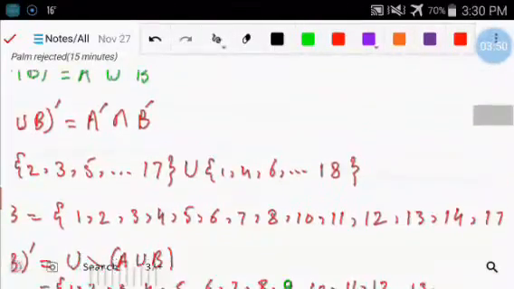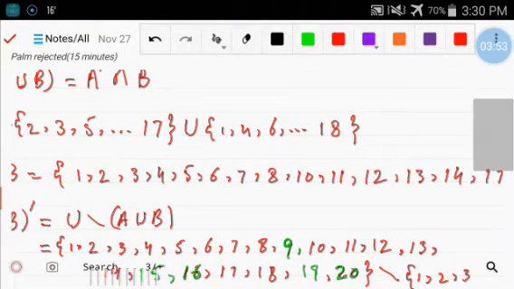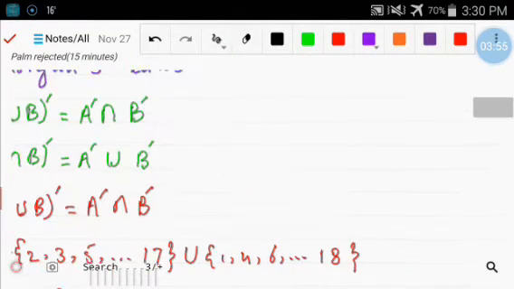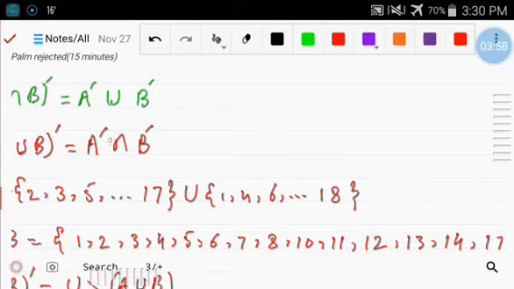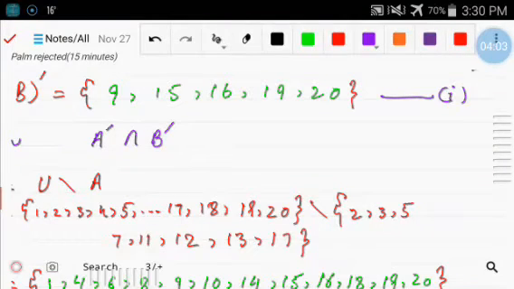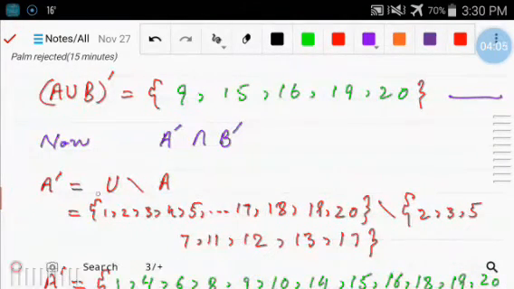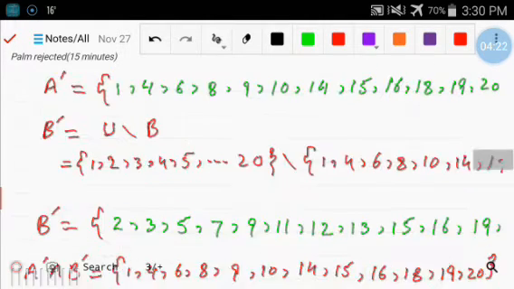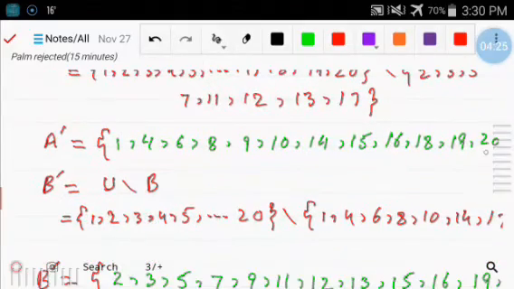Now we find the right hand side of the first law, which is equal to A complement intersection B complement. First we find A complement, which is equal to U difference A, meaning the elements which are in set U but not in set A. So this one is set U, the universal set, difference, and this one is set A.